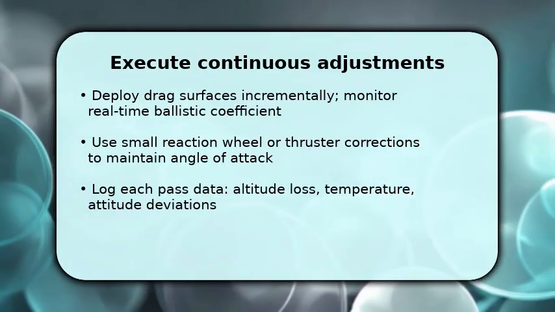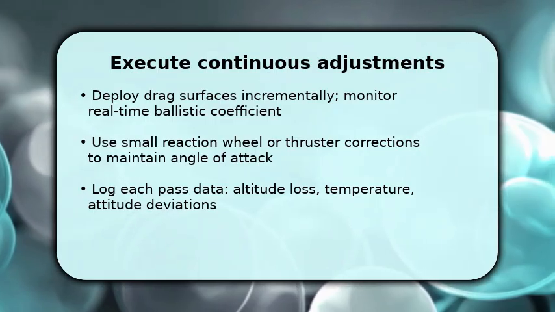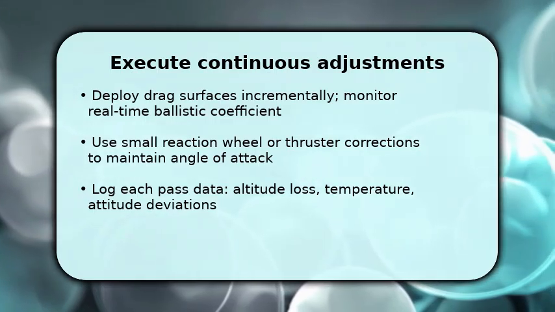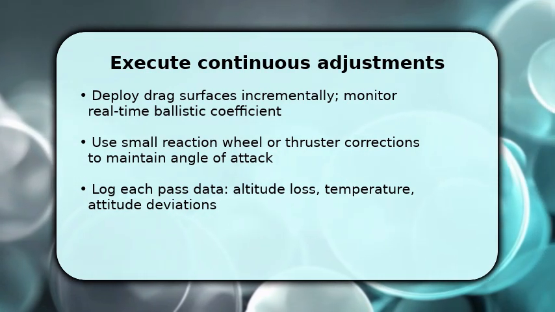Make sure to log altitude loss, temperature, and attitude deviations each pass so you can update your predictive model. Gradual refinement cuts risk and keeps the decay trajectory within plan limits.